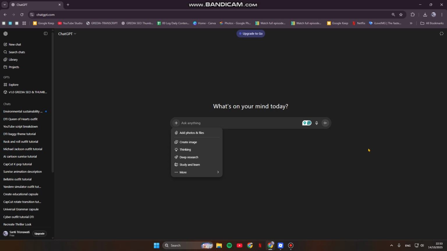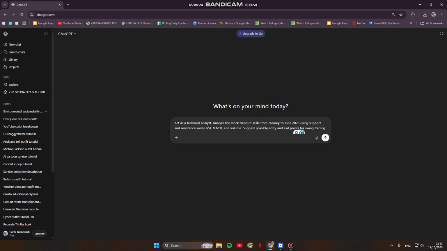So here's a great prompt to start with. You can just use this prompt. For example, after you upload your file, you can use this prompt. Act as a technical analyst. Analyze the stock trend of Tesla from January to June 2025 using support and resistance level, RSI, MACD, and volume, and suggest possible entry and exit points for swing trading.